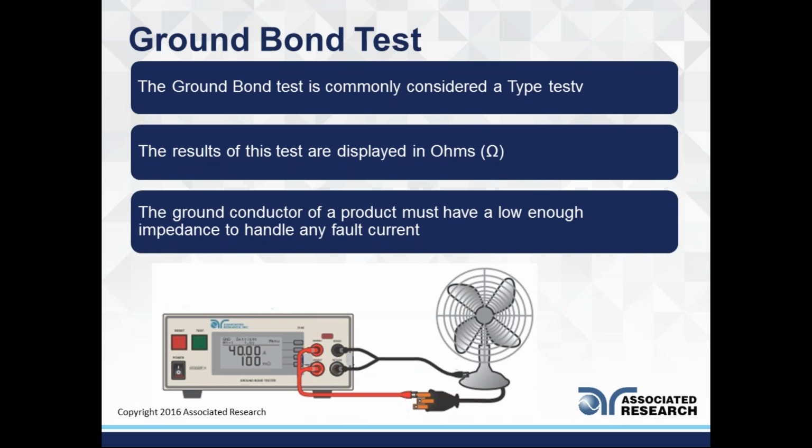Some other points on the ground bond test: the ground bond test is commonly considered a type test. The results of this test are displayed in ohms, obviously resistance. The ground conductor of a product must have a low enough impedance to handle any fault current, which is what we want in our ground circuits.